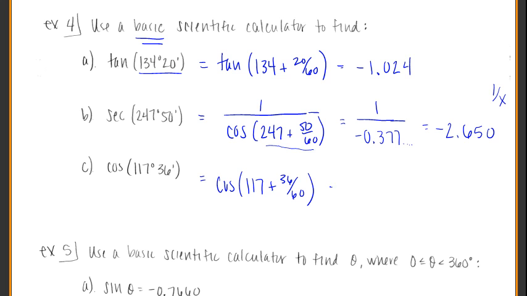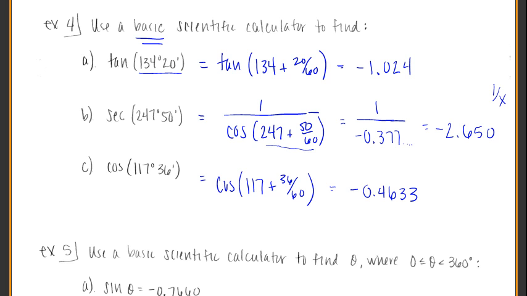Okay? And for this last one right here, all we want to do is take, first of all, 117, add on 36 divided by 60. It's 117.6. Hit the cosine button, and it comes out to be negative 0.4633 by the time we round.